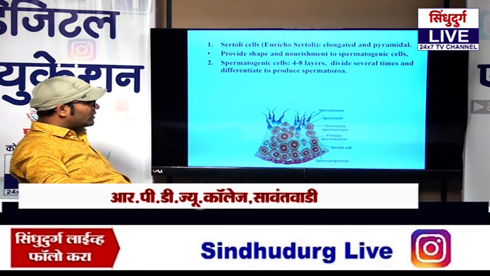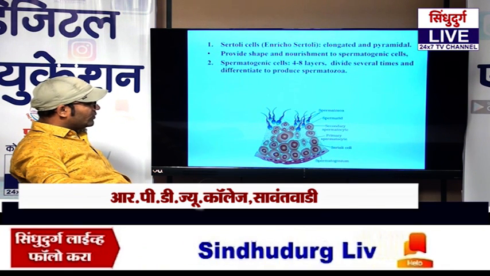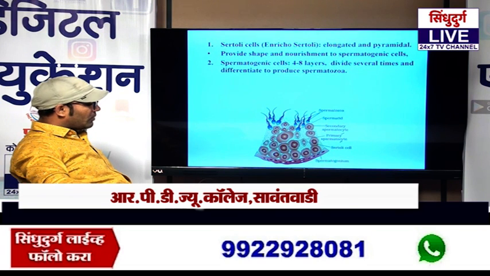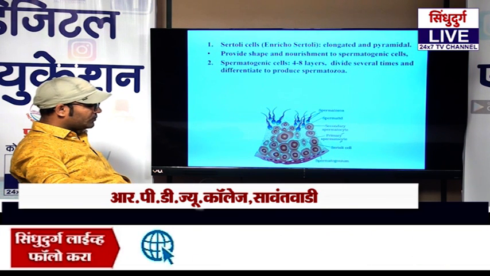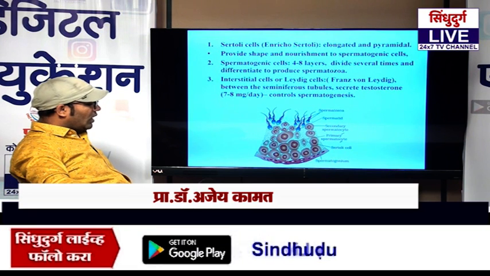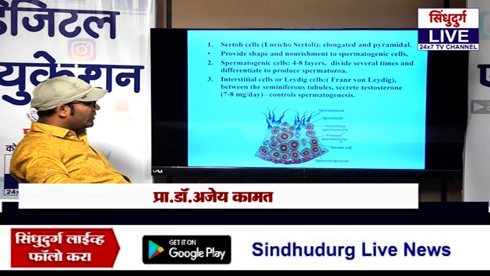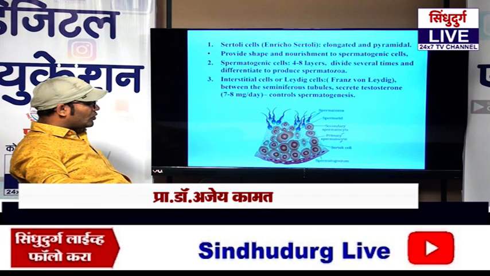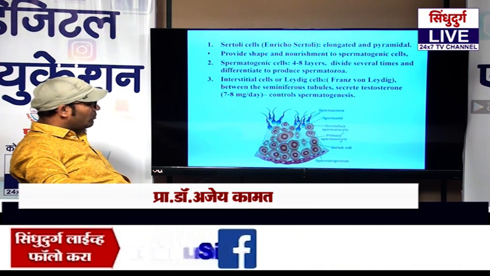Here in the diagram you can see the different developmental stages of spermatozoa. The primary spermatocyte develops into the secondary spermatocyte. The next one is the spermatid. There are also interstitial cells or Leydig cells, discovered by Franz von Leydig, which are present in between the seminiferous tubules, and the role of these cells is to secrete testosterone, which is the male hormone.